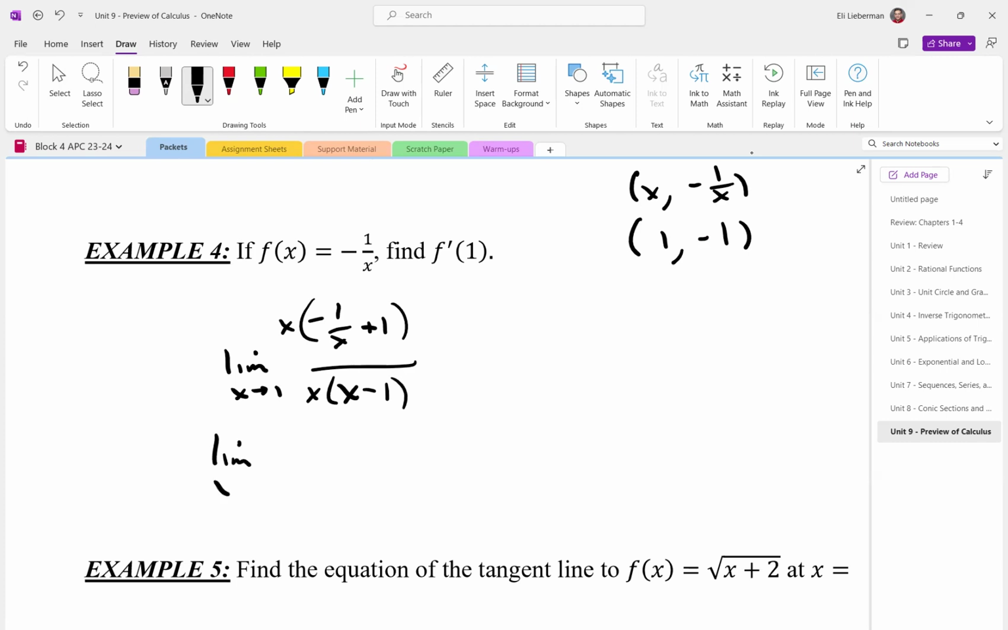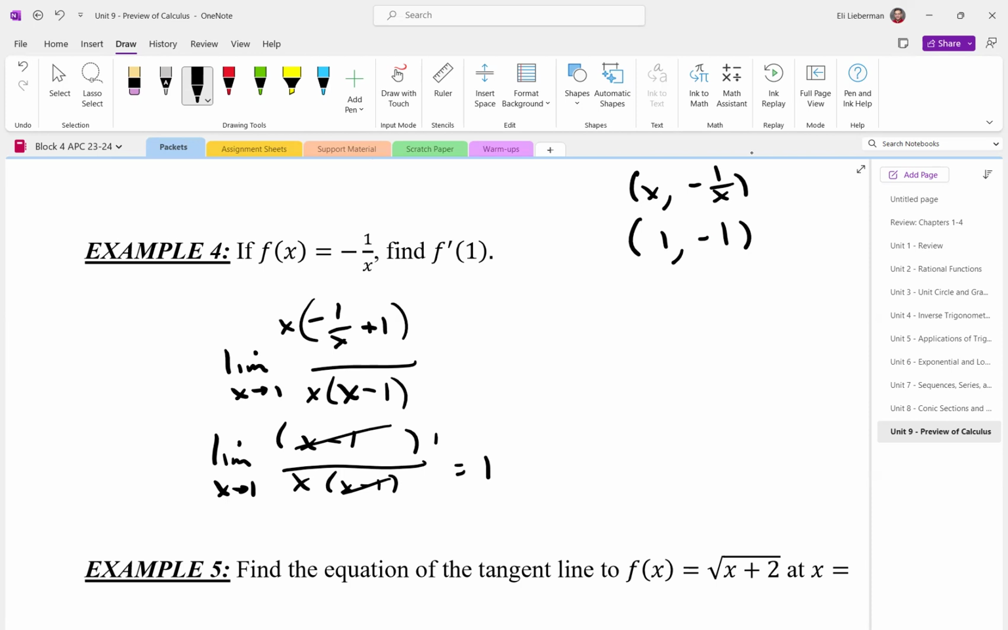Yeah, it's just unpleasant, isn't it? And when you do that, you're left with... So on top, you just have x minus 1, is that right? Yes, over x times x minus 1. Okay, then what happens? You cancel. Okay, get 1 over x, and plug in 1, so it's 1. So it's just equal to 1.